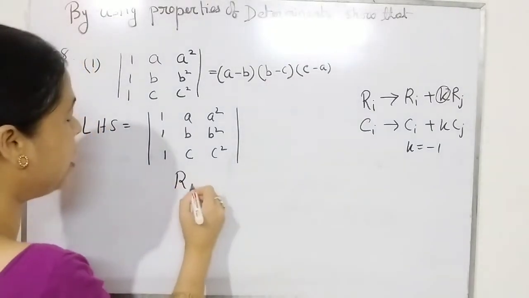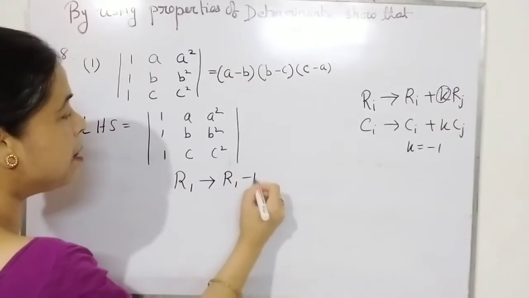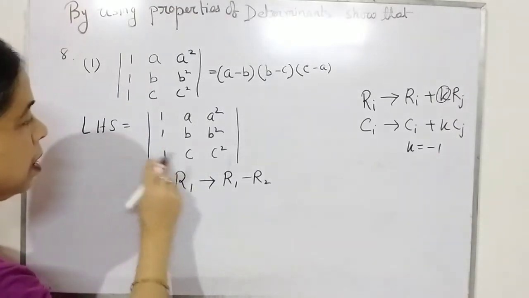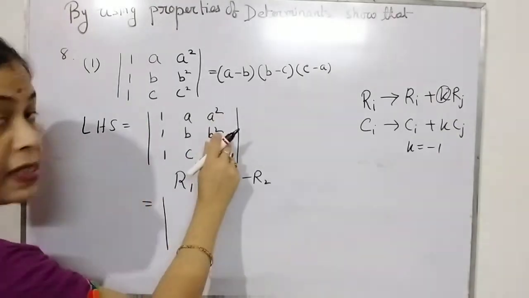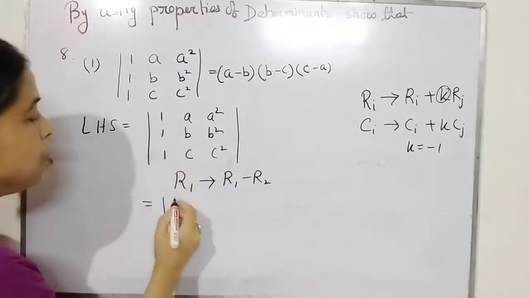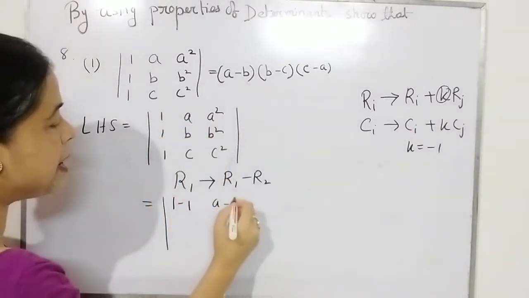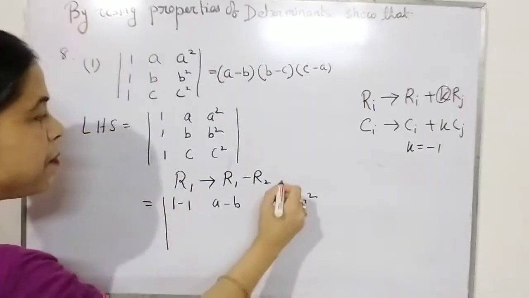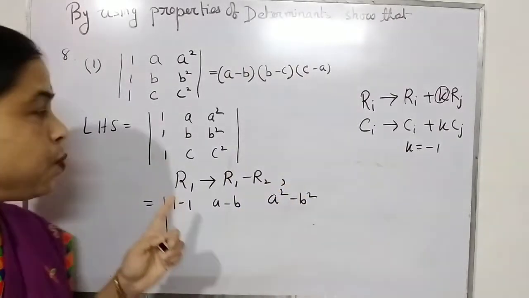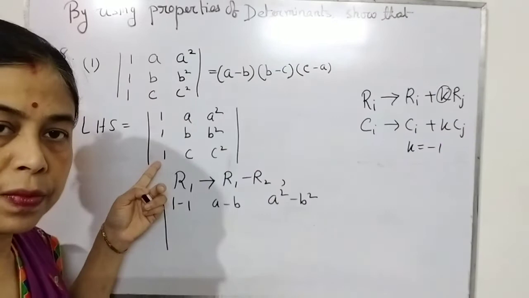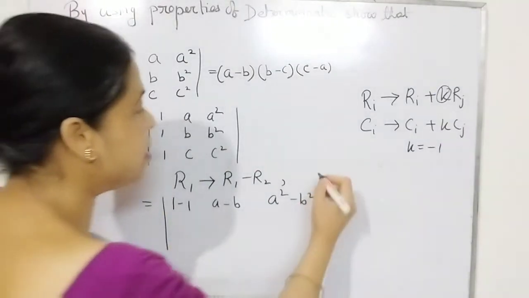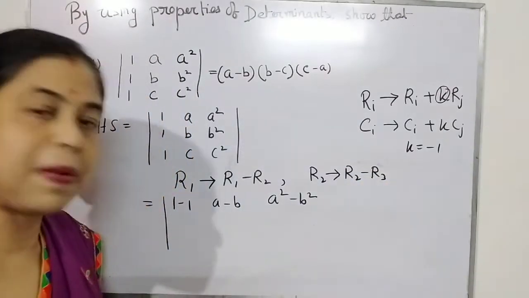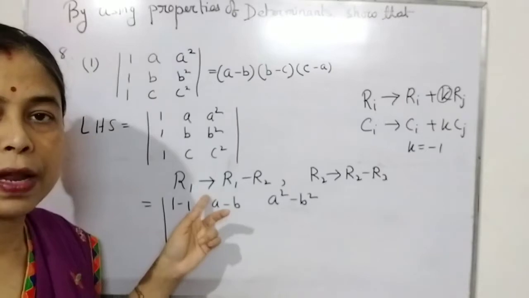So I am going to apply here R1 is replaced by R1 minus R2. In that case what will we have? First row is this one and second row is this one. So I am just subtracting this. It will give you 1 minus 1, 0. This is a minus b, this one minus this one. Corresponding element a square minus b square. Similarly, one more step I can use here. Again if I subtract 1 minus 1, then also it will give you 0. So let us replace row 2 by row 2 minus row 3. Don't apply row 2 replaced by row 2 minus row 1.